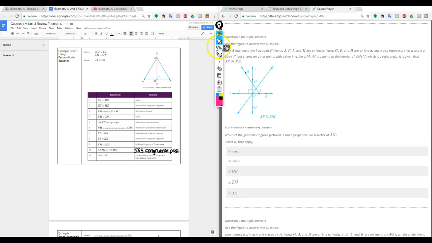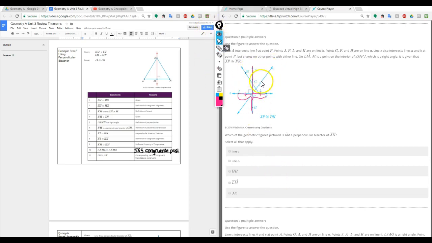So we know from J to P, this distance is congruent from P to K. Which of the geometric figures pictured is not a perpendicular bisector of JK? Okay, well JK is this whole distance. And the one that cuts it in half and creates a 90 degree angle is line A. So the question is what other lines or figures are not line A.